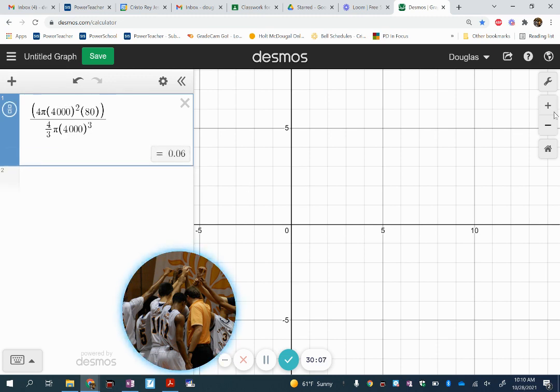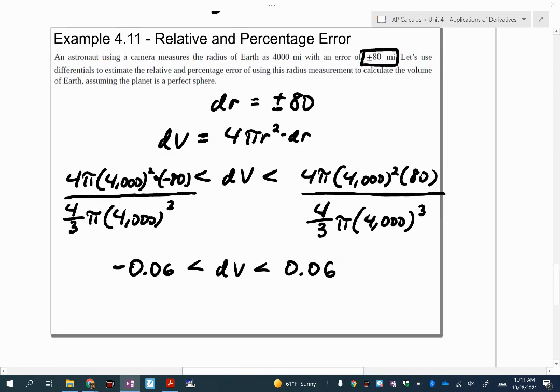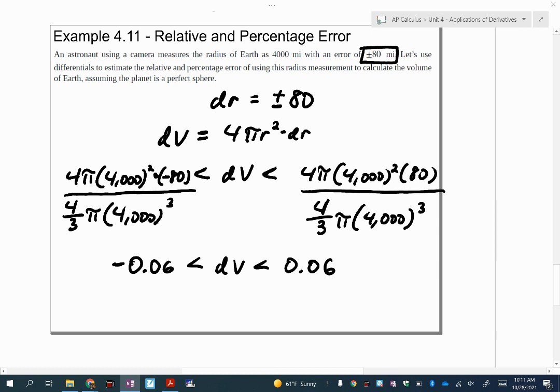You get 0.06. So that's the positive version. So I'm going to write 0.06 there. And the negative version would be negative 0.06. So we're expecting the measurement error in terms of the volume to be somewhere between negative 0.06 and positive 0.06 cubic miles.